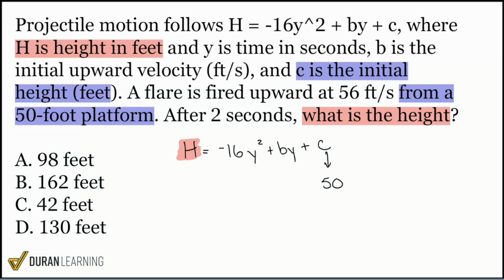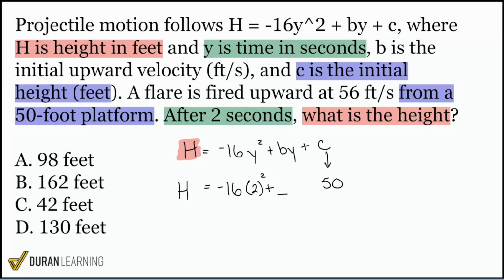Next up, here it says that t is time in seconds. Everybody, how many seconds do we remember being mentioned in this calculation? That's going to be 2. t is time in seconds, and it says after 2 seconds. So each of these instances of t, I'm going to replace with 2. So I'm going to say h equals negative 16 times 2 squared plus whatever b is times 2.